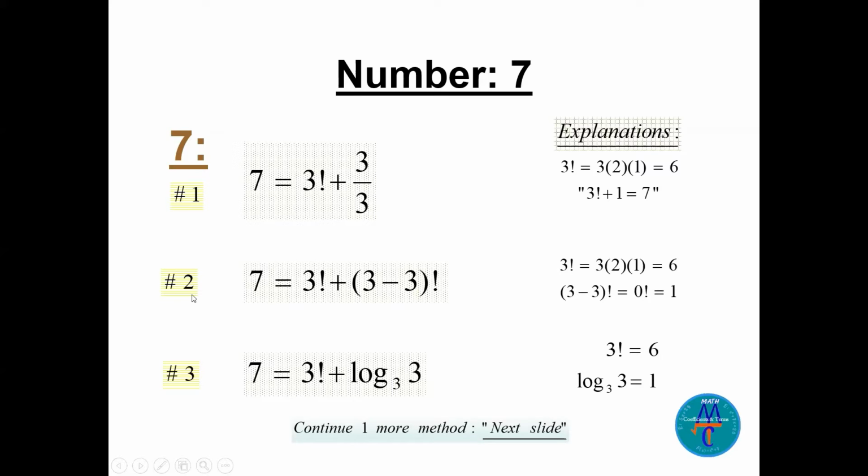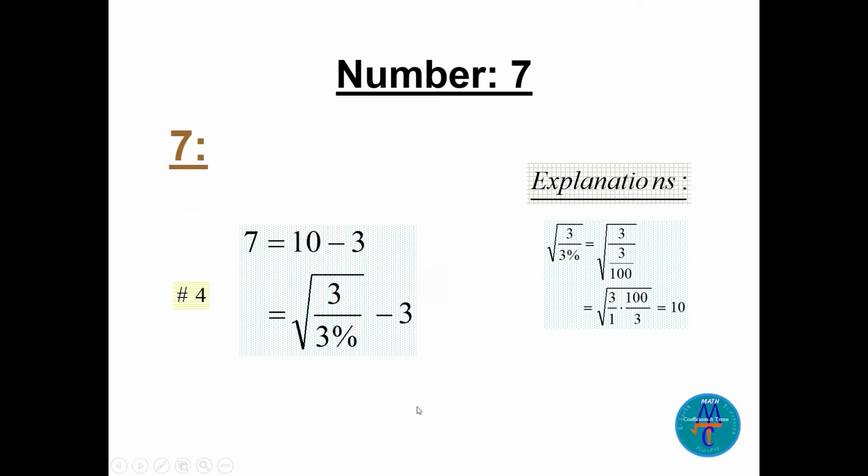Now, method number 2 will be 7 equals 3 factorial plus 3 minus 3 factorial. 3 minus 3 will be 0 factorial, which is 1, and 3 factorial we have seen is 6. So 6 plus 1. Also, this one is simple. 3 factorial, that's 6, plus log base 3 of 3, which is 1 by definition of logarithm. So this is 6 plus 1 is 7. This is a little harder.